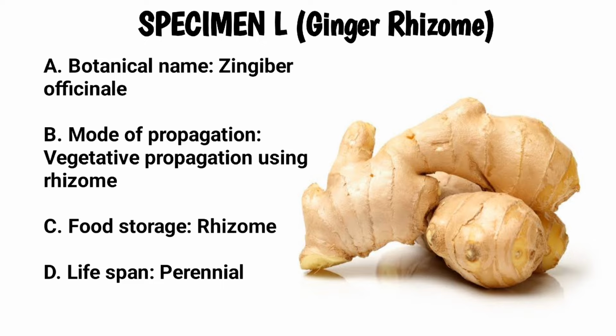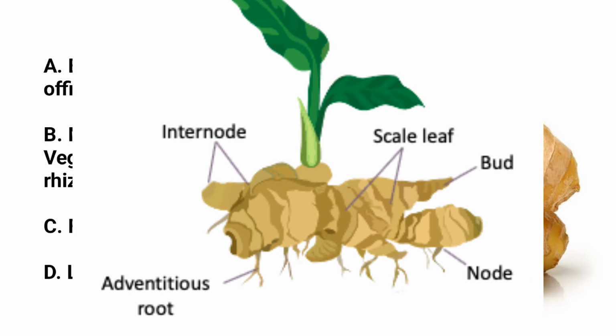And for the lifespan, it is a perennial crop, meaning it grows and bears fruit for more than 2 growing seasons. And this crop has several parts. You could be told to draw and label. It has the node, the bud, the internode, the adventitious root, and also the scale leaf as well as other parts.